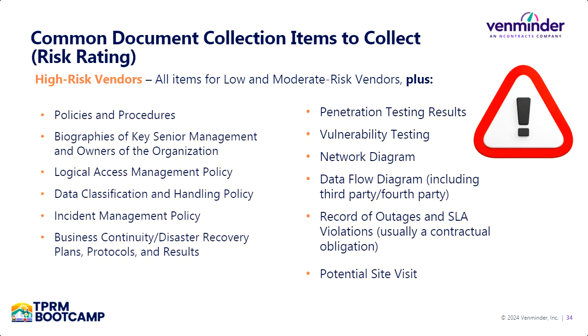Now, when we get into high-risk vendors, we're really diving deep, and we're going to leave no stone unturned. So we need all of the information that we've gotten for low and moderate, and we're going to add more emphasis on policies and actual procedures. We're going to really investigate their senior management and owners. We're going to look at things that are very detailed around cybersecurity and business continuity and get information about their outages. We probably want to go on site to make sure everything is as we need it.